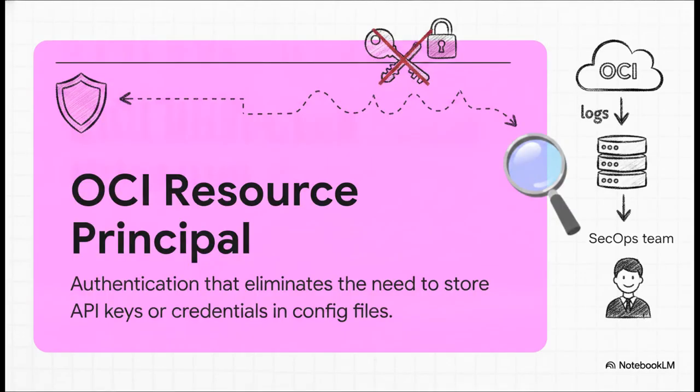Let's pause on that last point for a second because this concept of the OCI resource principal is super interesting. It's this elegant zero-credential solution. It completely eliminates the need to store API keys or hard-coded passwords in your config files. SecOps teams absolutely love this stuff, right? Because it drastically shrinks the attack surface, but it still gives the management agent exactly the permissions it needs to go grab those logs. It's basically maximum security by design.